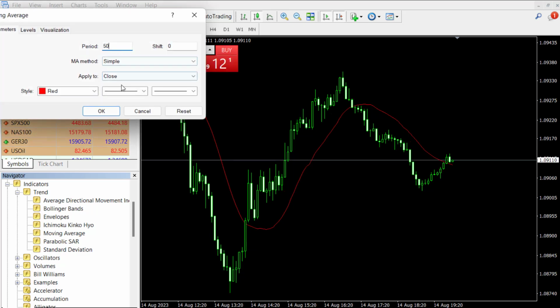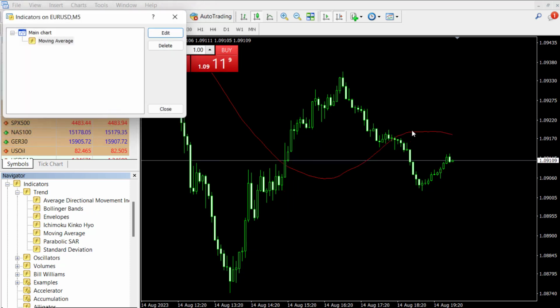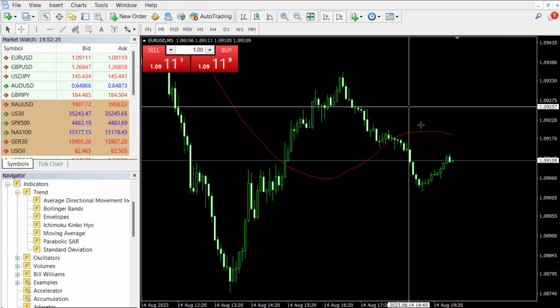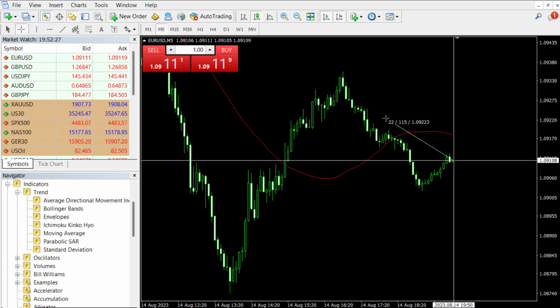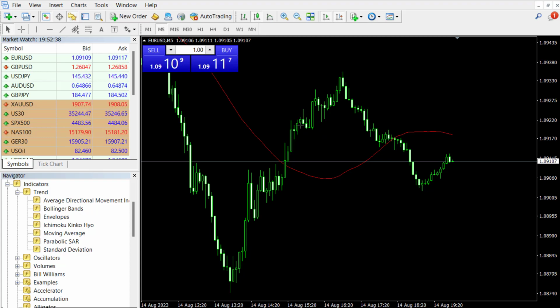A moving average is calculated by adding up the closing prices of a currency pair over a specific number of periods, such as days or hours, and then dividing by the number of periods. As new data points come in, the oldest data point is dropped, and the calculation is updated. This creates a moving average that adapts to changes in price over time.